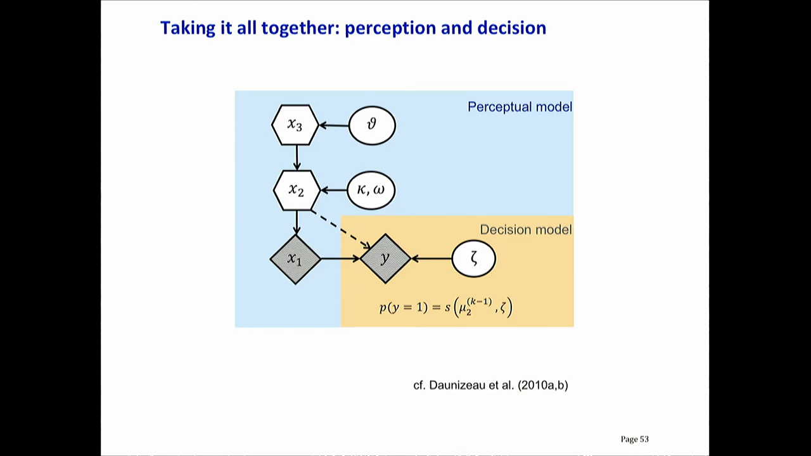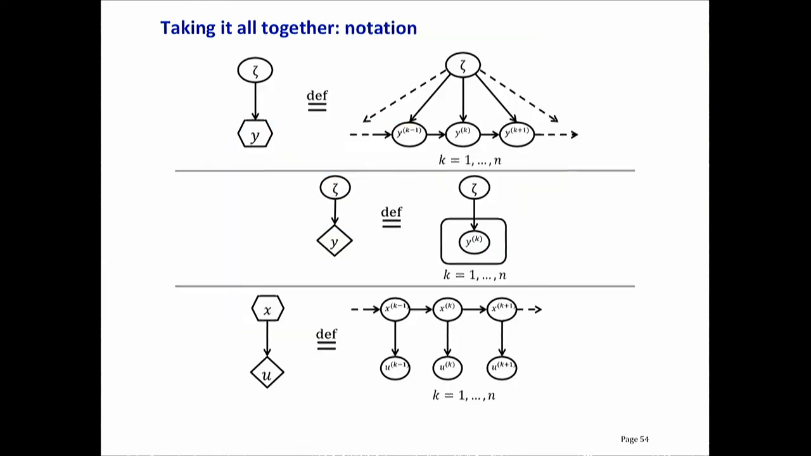And shaded quantities are observed, they're known, we see them. So these are the trial outcomes. Is it a one or is it a zero? And these are the subject's decisions. They are observed, they are known, there is no uncertainty about them. Then hexagons, I'll show you on the next slide. The definition of the hexagons: they are states that depend on their own previous state. So yk depends on yk minus 1, and yk plus 1 depends on yk. In this sense, they are Markovian.